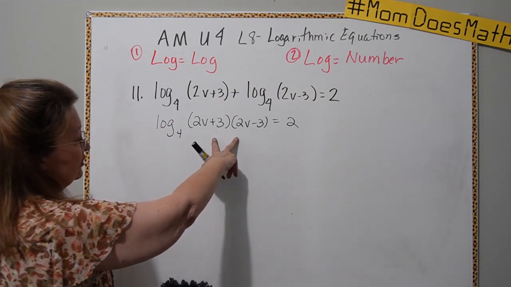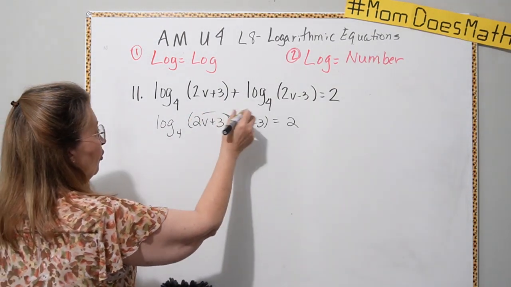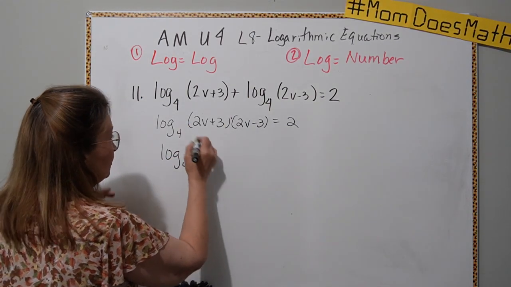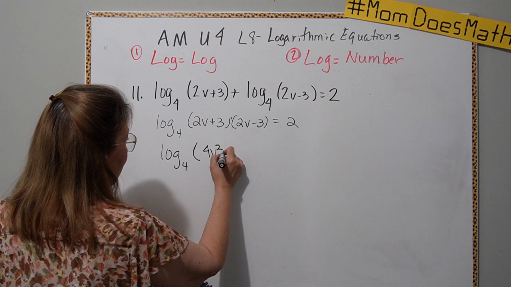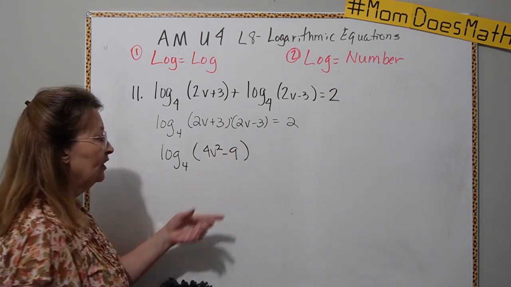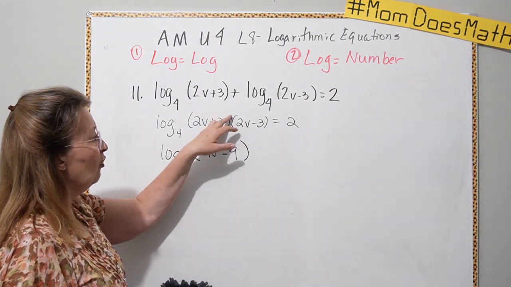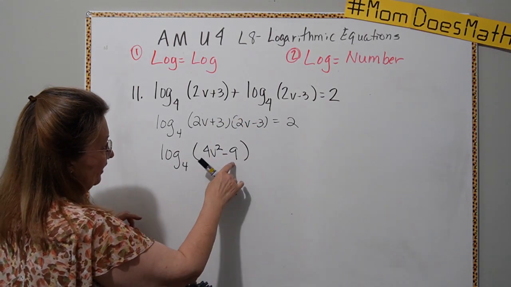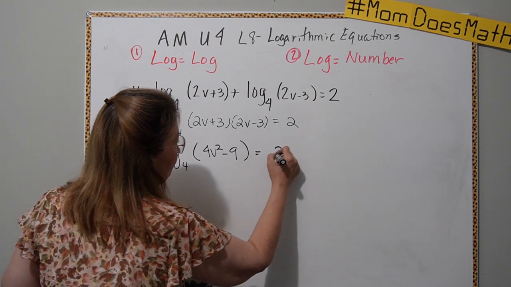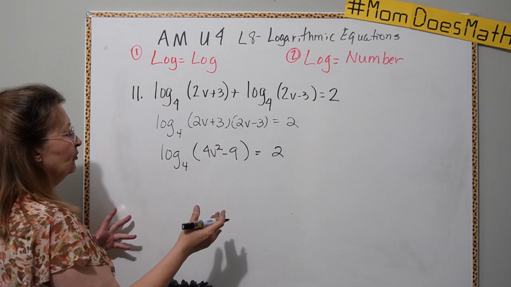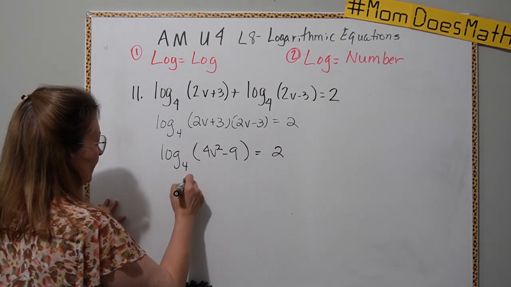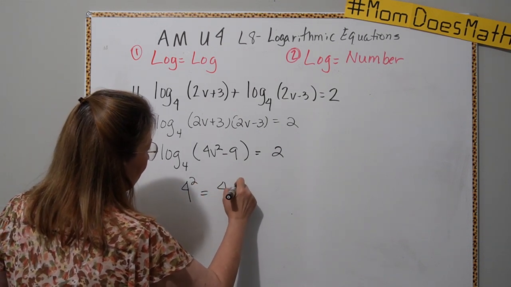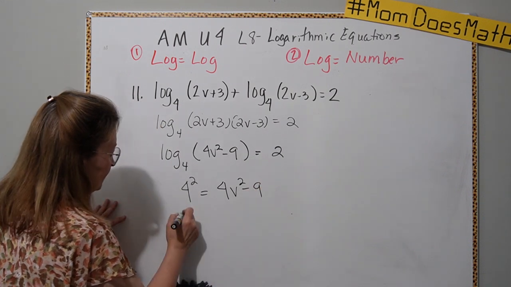Okay, you can use your difference of 2 squares formula to multiply these, or you can FOIL it, however you want to do it. When you multiply those two things together, what you're going to get is 4v squared minus 9. And if you want to know where the middle terms went, well, if you FOIL it, -6v and +6v are going to subtract out. So that's why you end up with this. Okay, equals 2. Now we're ready to go exponential. So I can do 4 to the second power is equal to 4v squared minus 9.